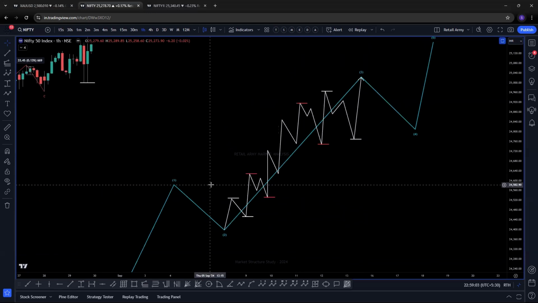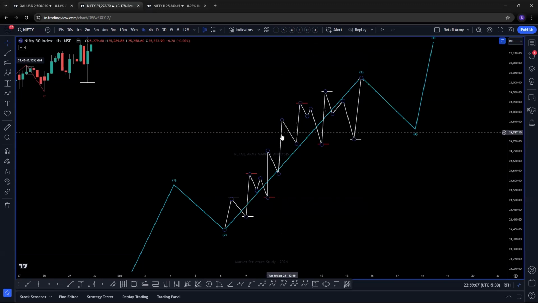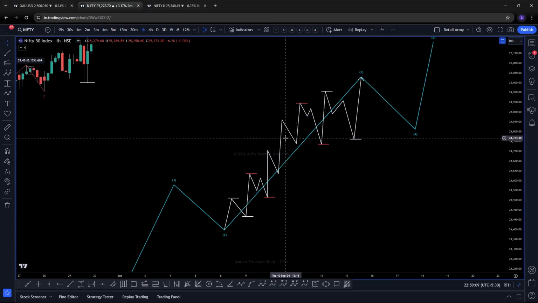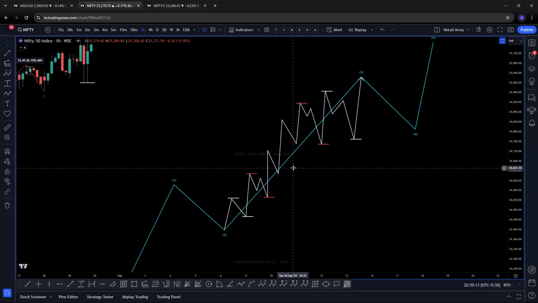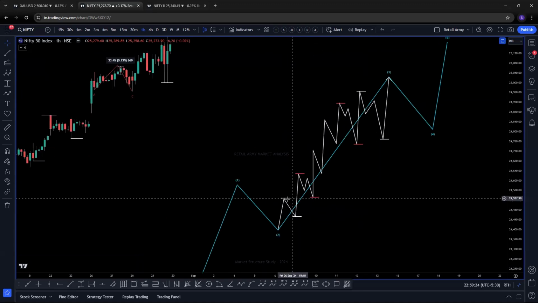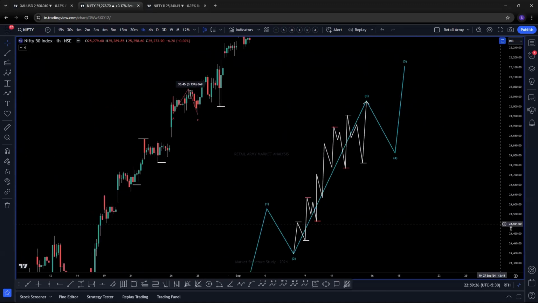This is not the only one, even this can have multiple subdivisions inside, right? So don't worry about the layers. You cannot predetermine the levels of subdivision. Let me tell you again, you cannot predetermine them. You have to let the market decide what it wants to do. Very simple. All right, so let's get into Nifty right now.